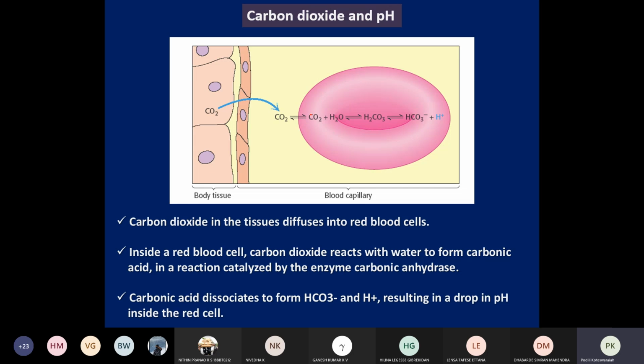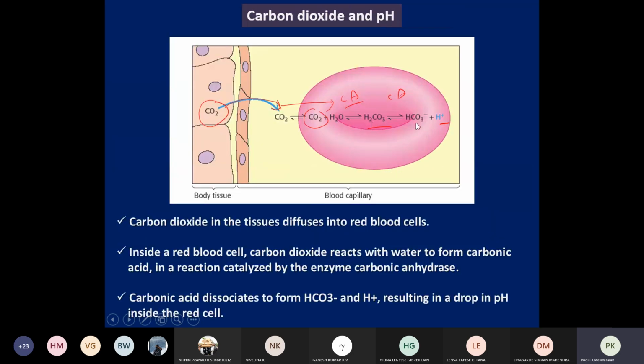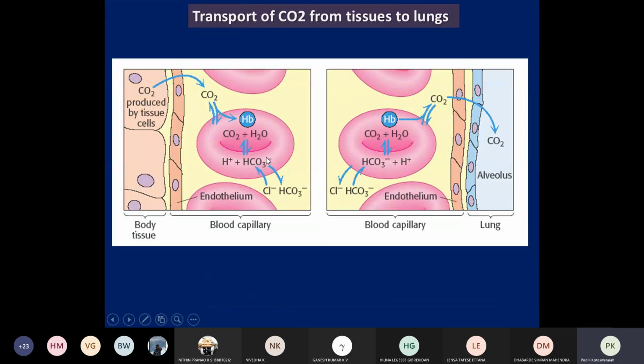So the rapidly metabolizing tissues produce carbon dioxide. This carbon dioxide diffuses into the circulation, enters the red blood cell, and undergoes hydration by the action of carbonic anhydrase and forms carbonic acid. This carbonic acid further dissociates into bicarbonate as well as H plus ion by the same enzyme, carbonic anhydrase.